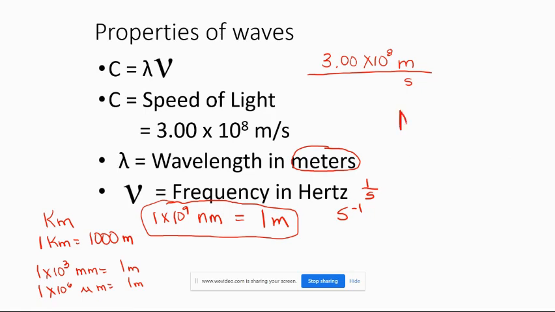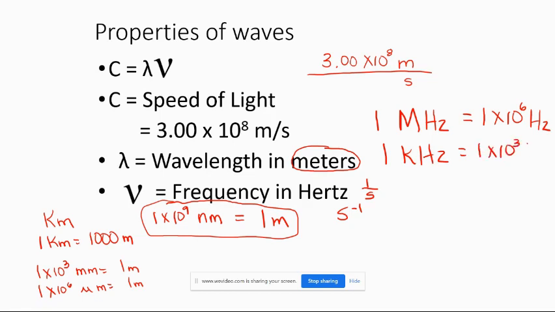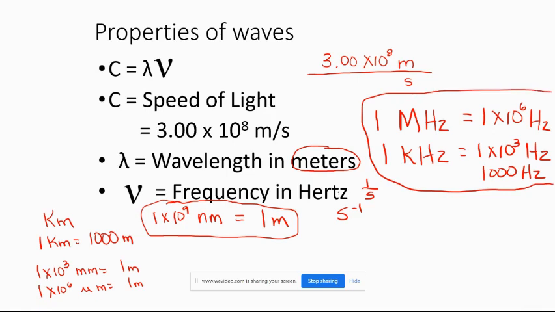Sometimes you're given megahertz. Okay, in 1 megahertz, you have 1 times 10 to the 6th hertz. And sometimes you're given kilohertz. There's 1 times 10 to the 3 hertz in that, or 1,000, however you want to think about it. Okay, so these again are conversion factors that you want to be familiar with because you're going to need to use these throughout this unit. Questions on those?